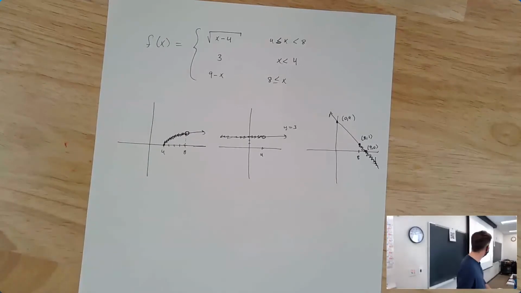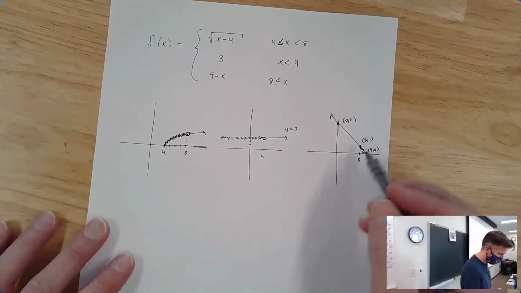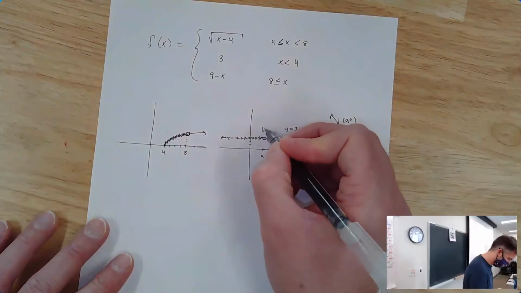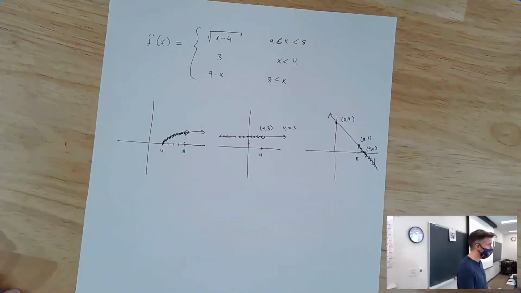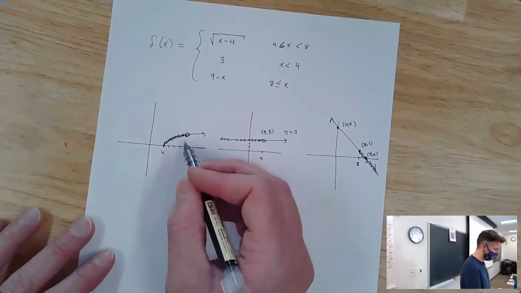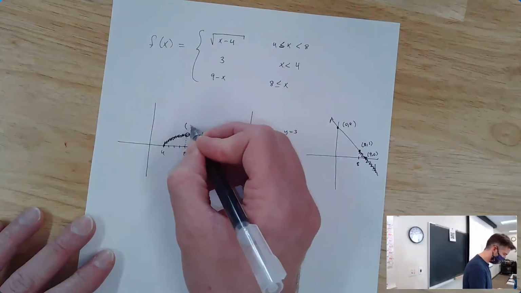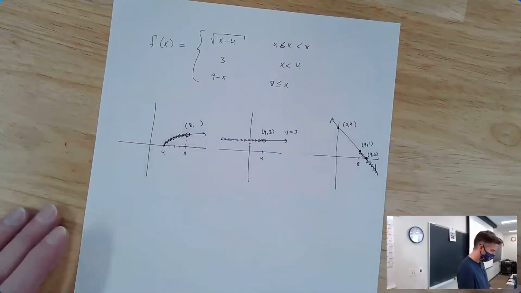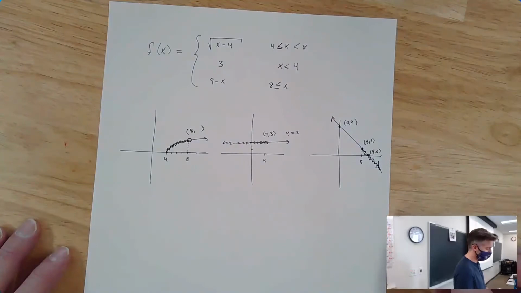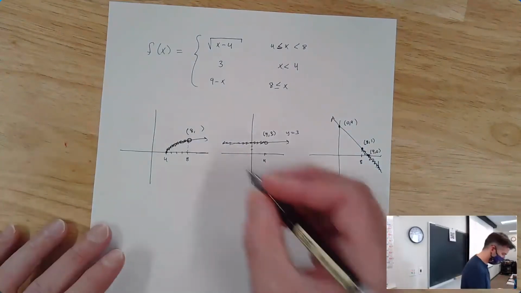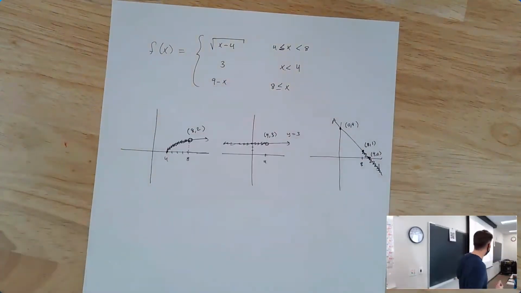I suppose I should label the points, at least somewhere. That point's 8, 1. That point there, that's kind of the break, is 4, 3. Obviously, the y value has to be 3 there. There's no other choice. And then here, if I plug in 8 to the square root function, what's my y value going to be? That's a good question. Square root of 4, which is 2. So again, we know we're not actually going to get to that point, but it's still an important feature of our graph.